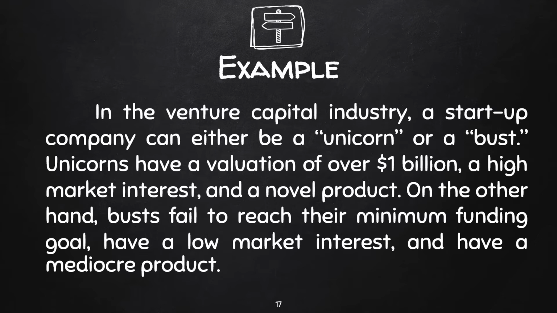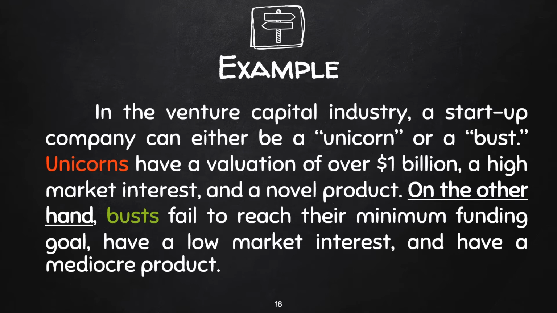In the venture capital industry, a startup company can either be unicorn or a bust. Unicorns have a valuation over $1 billion, a high market interest, and a novel product. On the other hand, busts fail to reach their minimum funding goal, have a low market interest, and have a mediocre product. In the text, two types of startup companies are contrasted. Their different characteristics are stated in two separate sentences connected by the phrase "on the other hand," which signals a contrast between the two subjects.